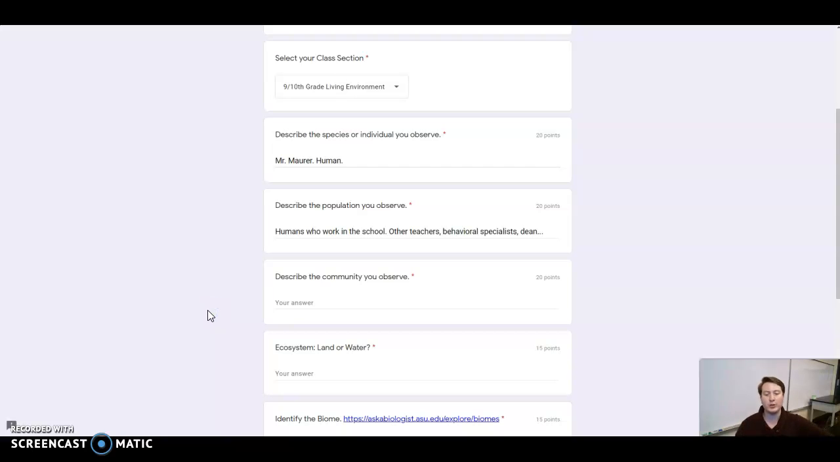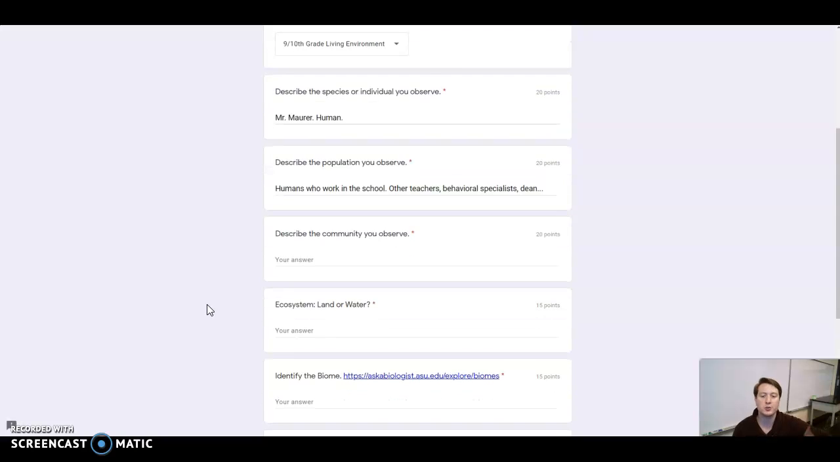Describe the community you observe. This could be a little bit difficult in the school, but when you're looking outside, you'll see many different animals, or maybe even at home you might have pets. But we really don't have too many animals in the school. So let's see. Of course, I'll put me, other humans, right? Because community includes the same species, but also different species. So I'm going to have to be creative with this.